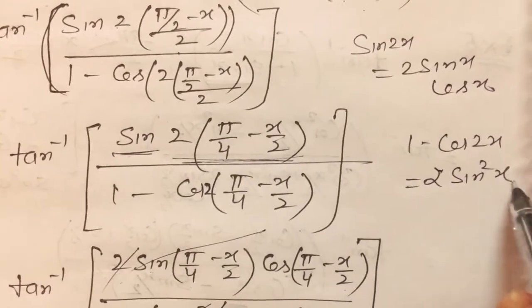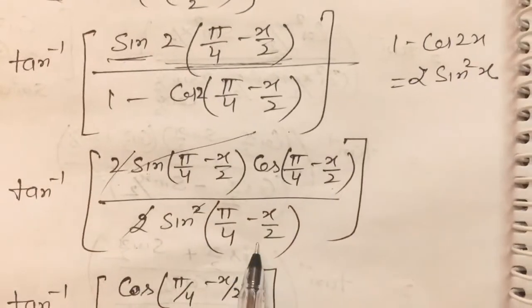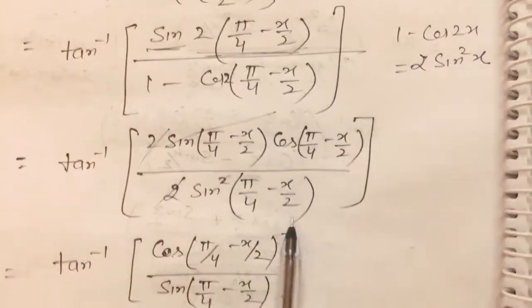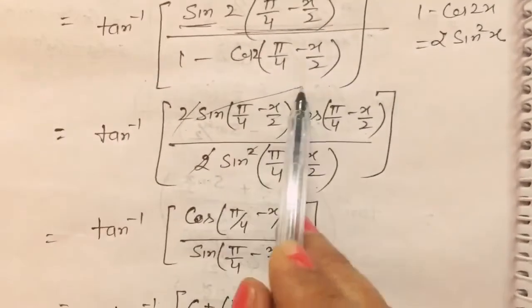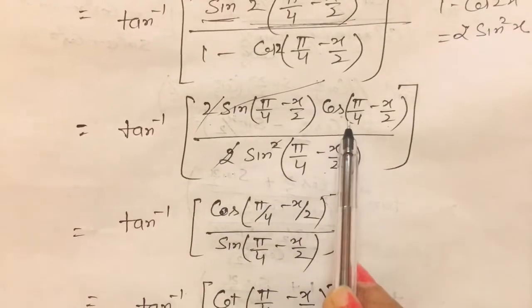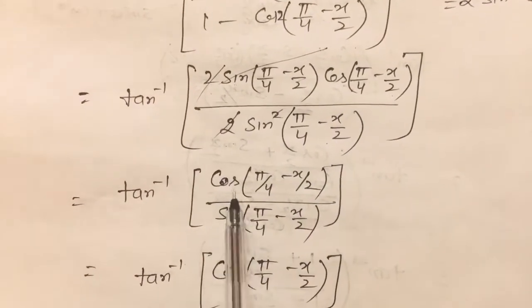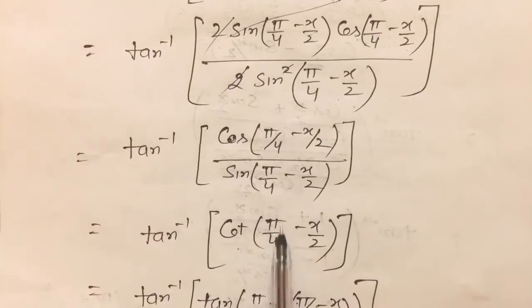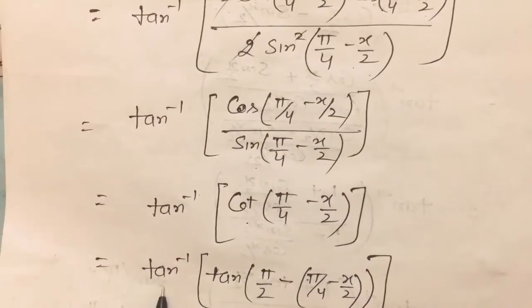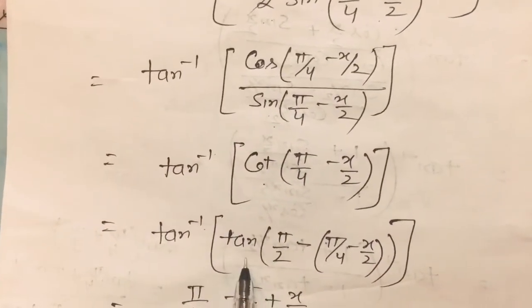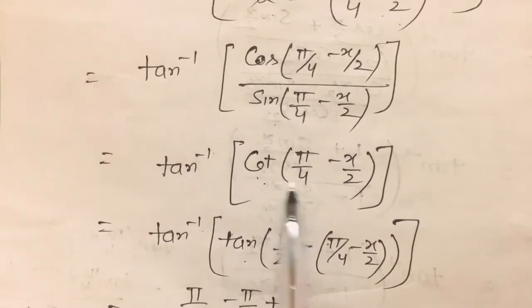2 sin square x, so I have written 2 sin square pi by 4 minus x by 2. 2 cancels with 2, 1 sin cancels with 1 sin. What is left? Cos upon sin, and cos upon sin is cot pi by 4 minus x by 2. So it will be tangent inverse tangent cot. We can write cot theta.